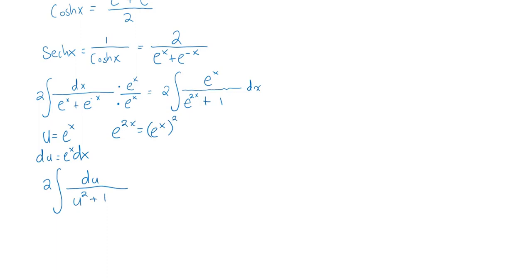Now, if you recognize, this is actually the formula for the arc tangent. So without the 2, this would equal the arc tangent of u plus c, so with the 2 it equals 2 times the arc tangent of u plus c. Now if we plug in our u, we get the final result, which is 2 times the arc tangent of e to the x plus c.